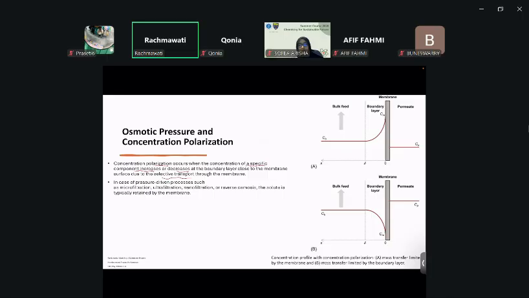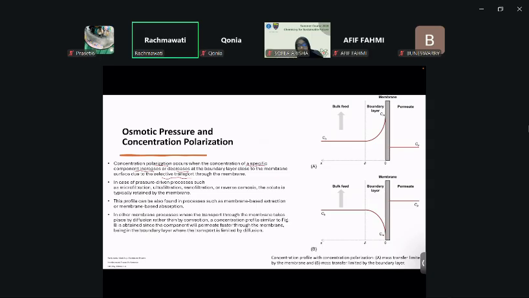In the case of pressure-driven processes such as microfiltration, ultrafiltration, nanofiltration, or reverse osmosis, the solute is typically retained by the membrane. So we don't want the solute in our permeate. This profile can also be found in processes such as membrane-based extraction or membrane-based absorption, which are membrane processes where transport through the membrane takes place by diffusion rather than convection, in which the concentration profile will be similar to this one over here.